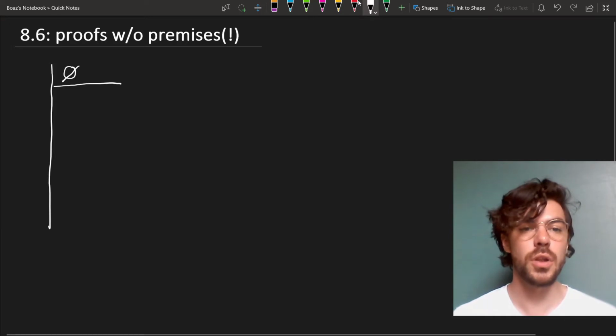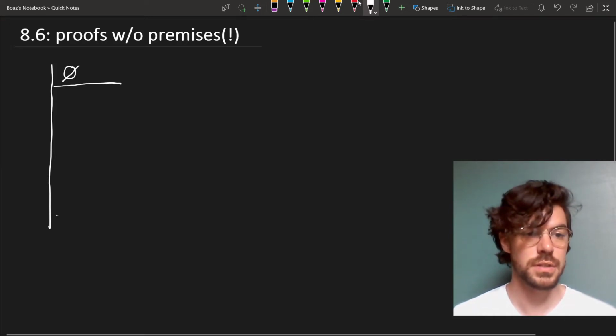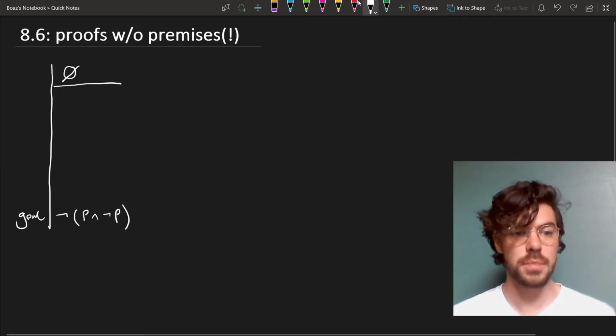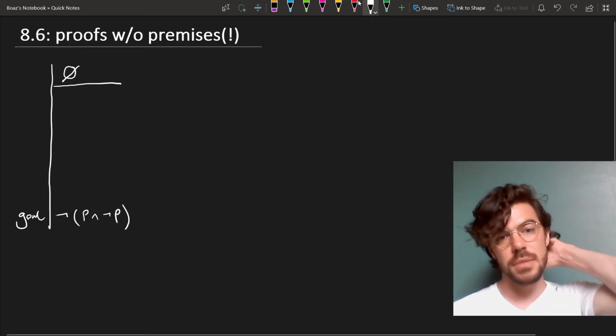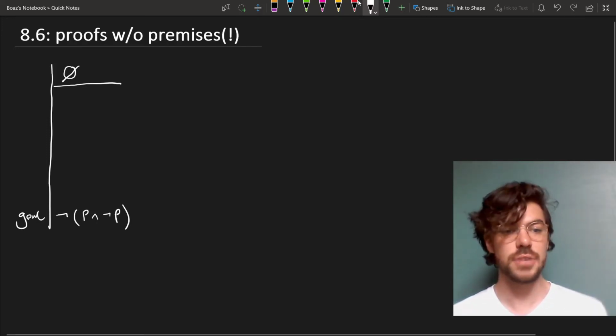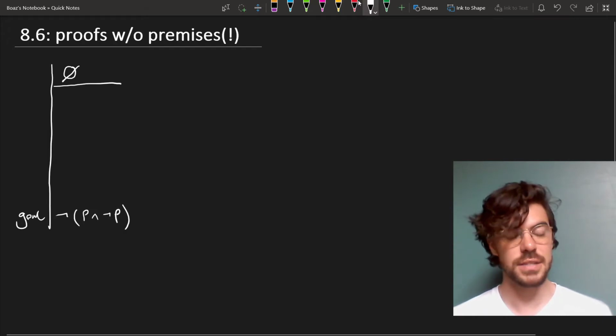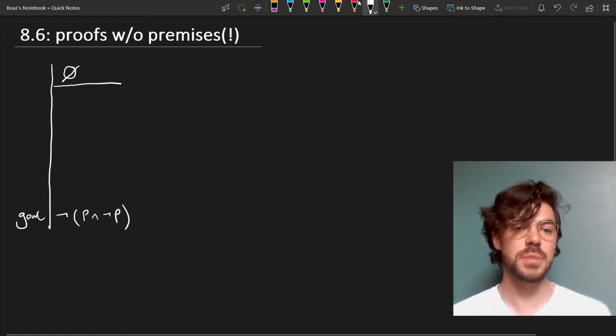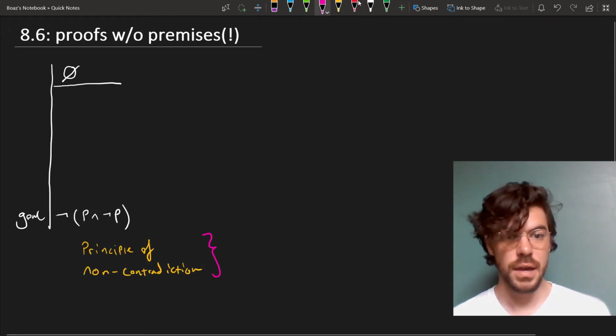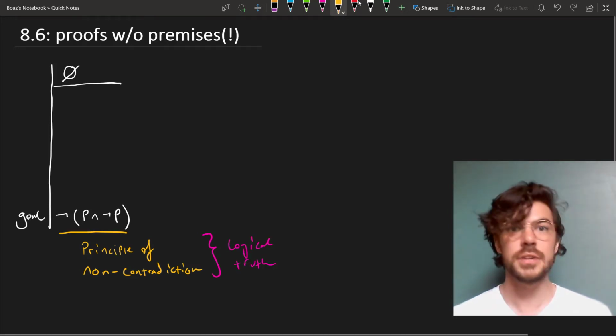So let's prove a logical truth, which we'll write as our goal down here: not (P and not P). It just can't be the case that A is a dodecahedron and A is not a dodecahedron. It's either a dodecahedron or it isn't. This is sometimes called the principle of non-contradiction, and it is a logical truth. Here's how we can prove it.